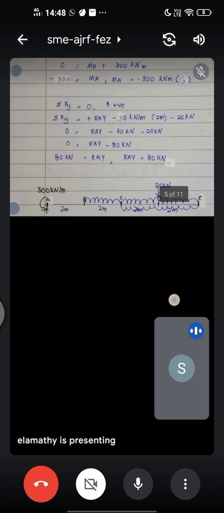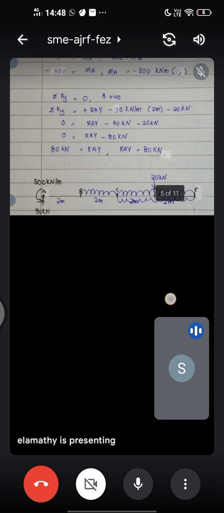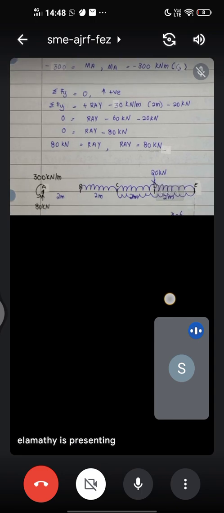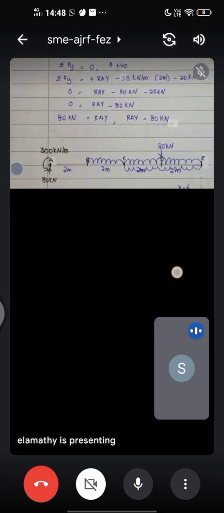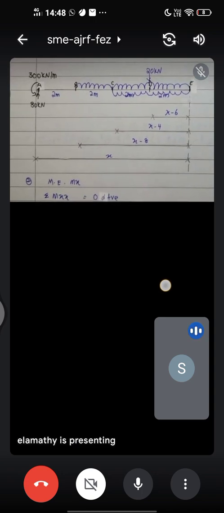So Fy equals 0. So Fy equals Ray minus 30 kN/m open bracket 2m, minus 20 kN. We have to subtract for this step. After we subtract everything, we'll get Ray equals 80 kN. So this will be the diagram.